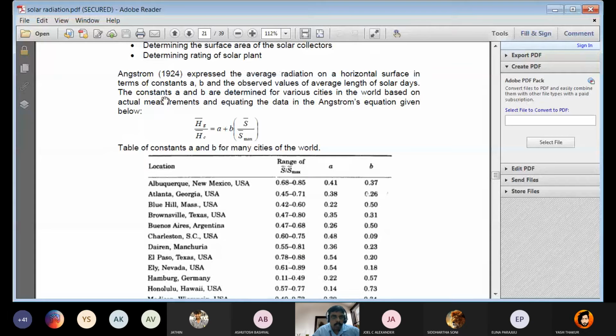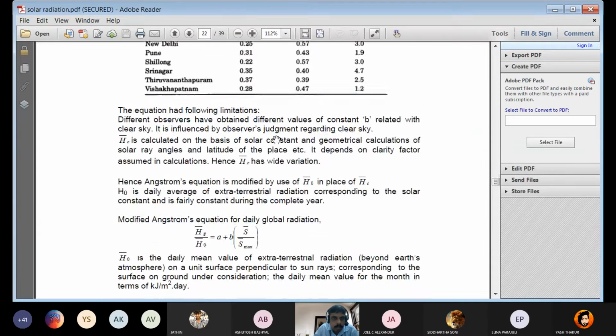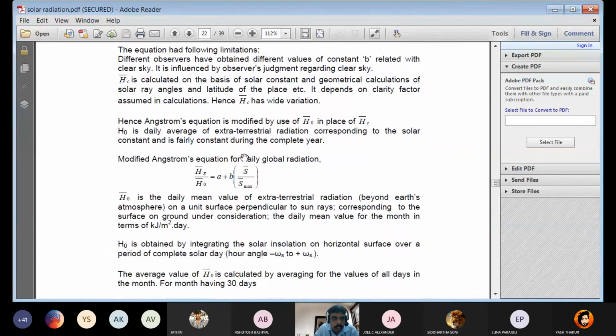Using these definitions you can get a correlation, the Page-Angstrom correlation. Hg dash by H0 is equal to A plus B into S dash by S max. This relation is the modified Angstrom relation, called the Page-Angstrom correlation. Hg dash by H0 is equal to A plus B into S dash by S max. Take this relation into your notebook.